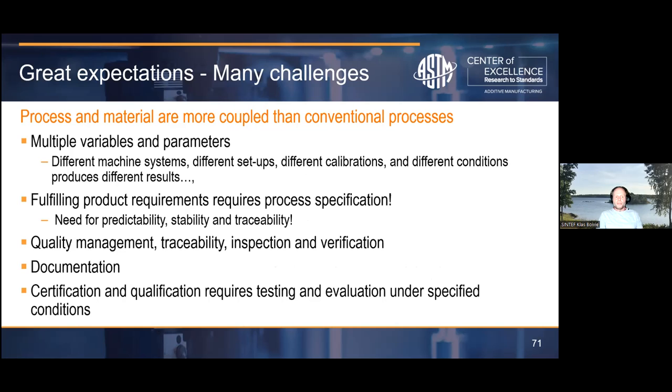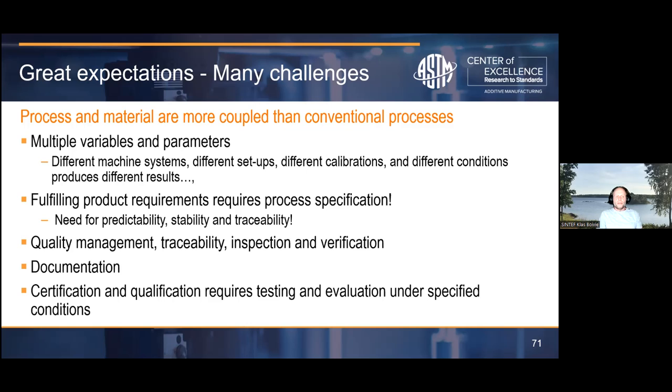With additive manufacturing, processes and materials are more coupled than in any of the conventional processes. There are lots of variables and parameters. There are different machine systems, different system setups, and different calibrations for each machine. Different conditions produce different results. For example, if you build with one type of machine at a certain temperature and humidity, the material can be processed differently if there's another temperature and humidity in the room where the machine stands in a different country. You need to have control of that in some way.